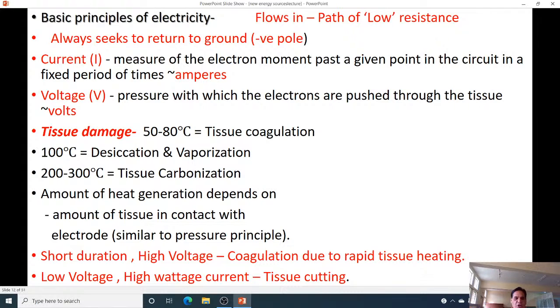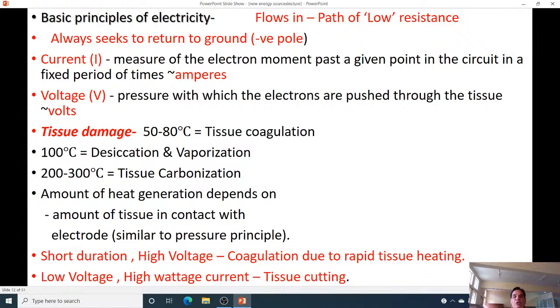How does the tissue damage occur? 50 to 80 degrees, tissue coagulation. 100 degrees centigrade, desiccation and vaporization. Carbonization of the tissues, 200 to 300 degrees. Remember how much temperature we are getting. In some cases, we have to heat up to 1000 degrees centigrade.